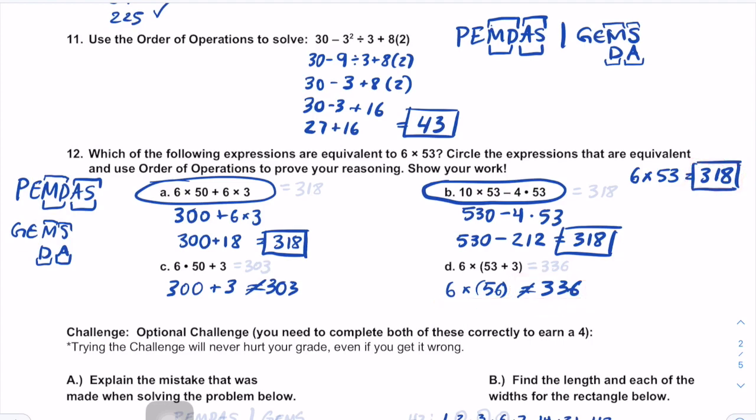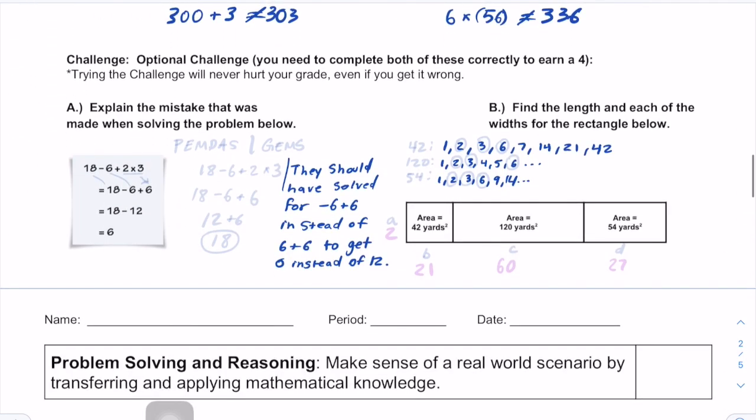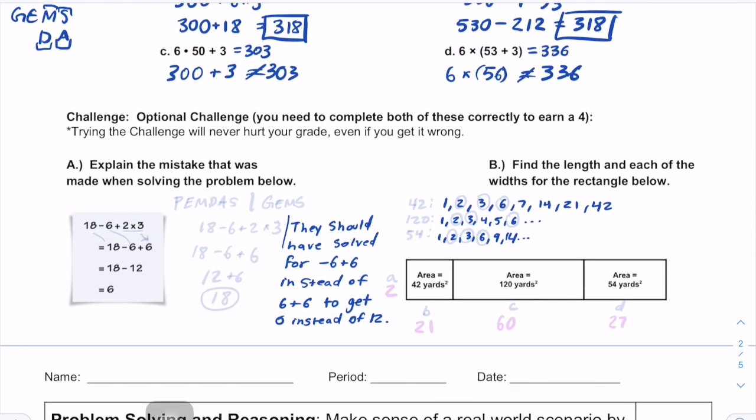Even after I have this all down, I would still recommend that you plug all of these expressions in, and make sure that they do equal what you found. If I were to plug this all into my calculator, I would see that all of these equal what I found after using order of operations. This tells us that we used the operations in the correct order and that the ones we circled are the final answers. For the challenge, part A says to explain the mistake that was made when solving the problem below.